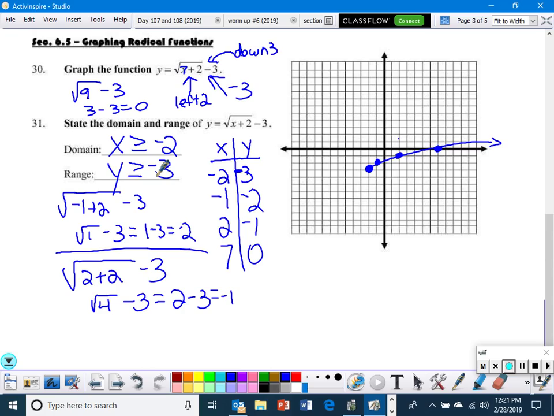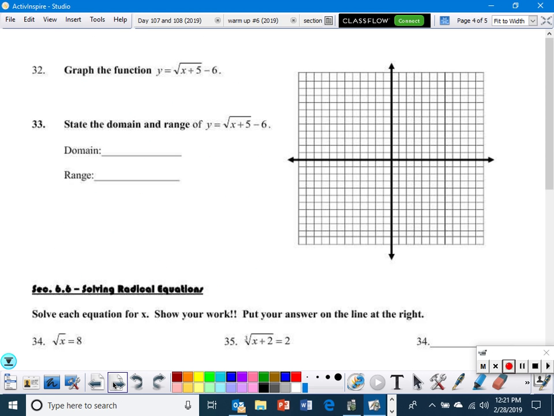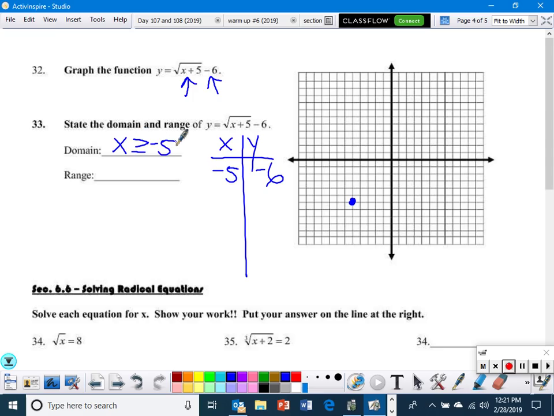All right, so there's number 31. Let's go to the next page. Let's do another one. So I won't make the same mistake this time. So here's my table. My starting point is negative 5, negative 6. While I'm here, I'm going to just go ahead and do my domain and range right now. So my domain is going to be bigger than or equal to negative 5. And my range is going to be bigger than or equal to negative 6.